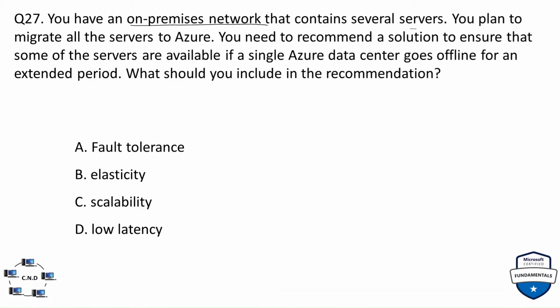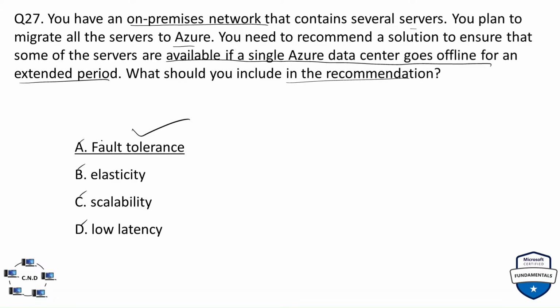You plan to migrate all the servers to Azure. You need to recommend a solution to ensure that some of the servers are available if a single Azure data center goes offline for an extended period. What should you include in the recommendation? The options are option A, fault tolerance, option B, elasticity, option C, scalability, and option D, low latency. And the correct option is fault tolerance.